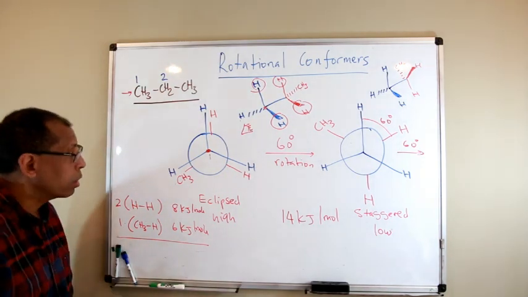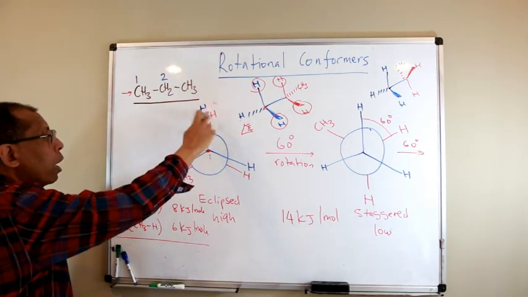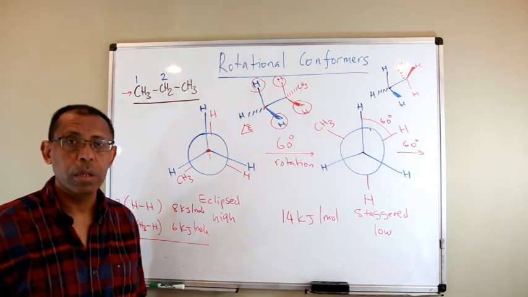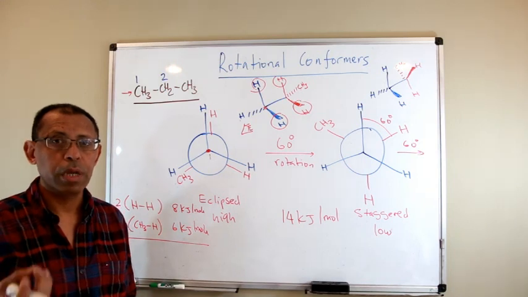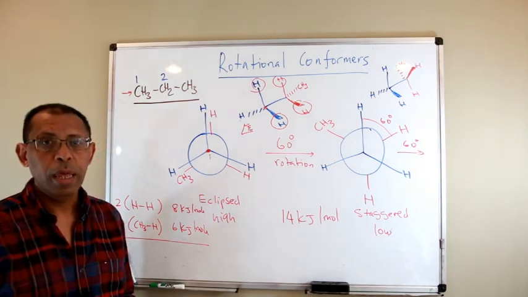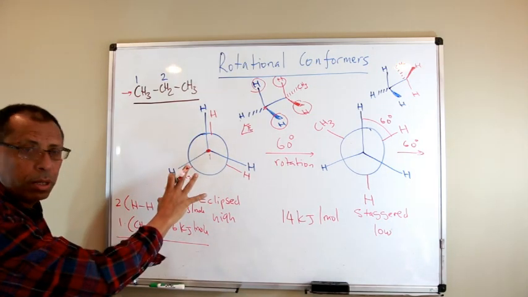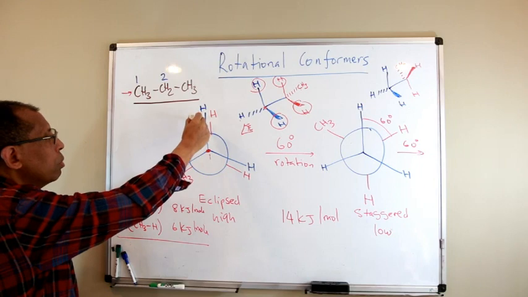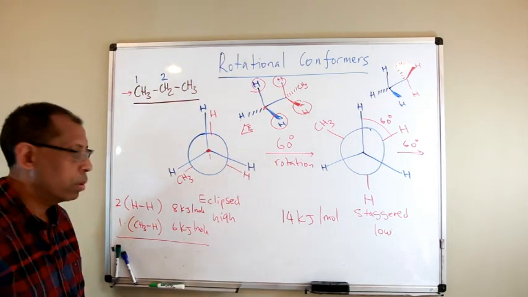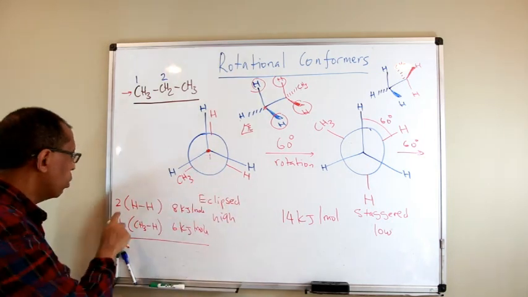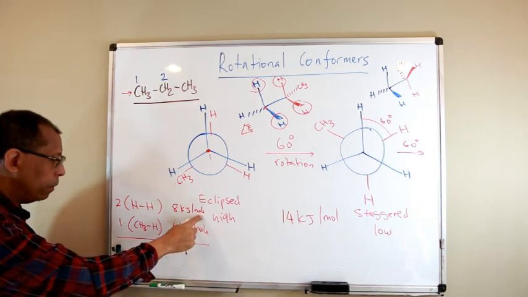So what are the contributions? Remember, we have said each hydrogen-hydrogen interaction contributes 4 kilojoules per mole. That means 3 from torsional strain and 1 from steric factor. So if you just calculate this one, this one contributes 4 kilojoules per mole. This pair contributes 4 kilojoules per mole. That's 8. So 2 times the hydrogen-hydrogen is 8 kilojoules per mole.